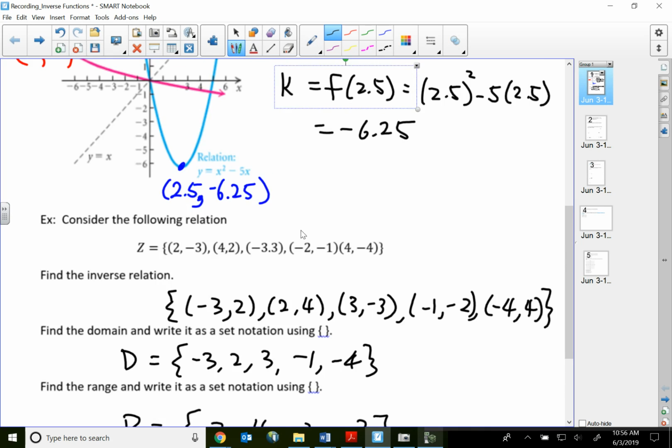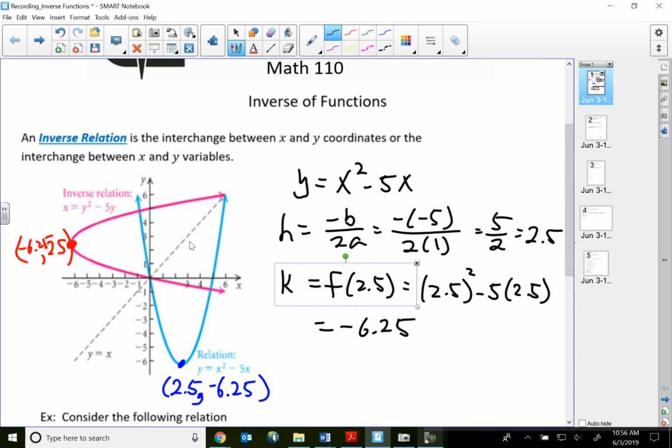So on this page, I just want to begin to talk about the word inverse, which is about the interchange between the x and y variables or the x and y coordinates.